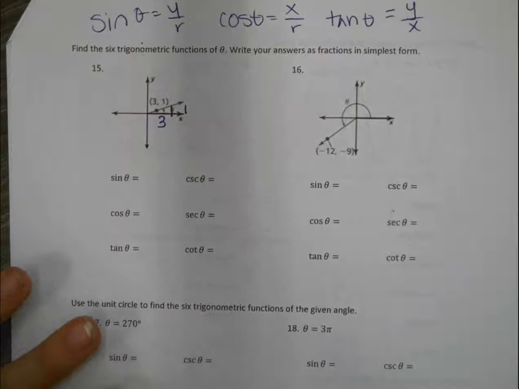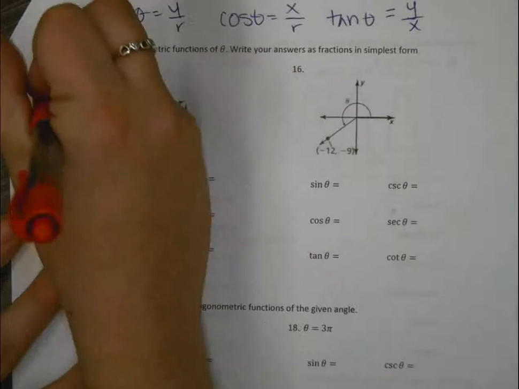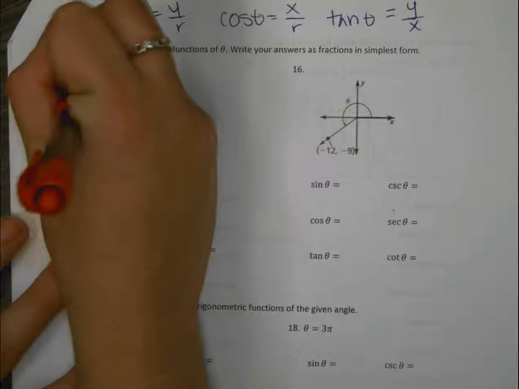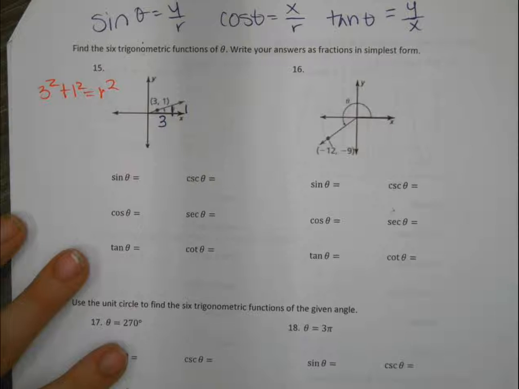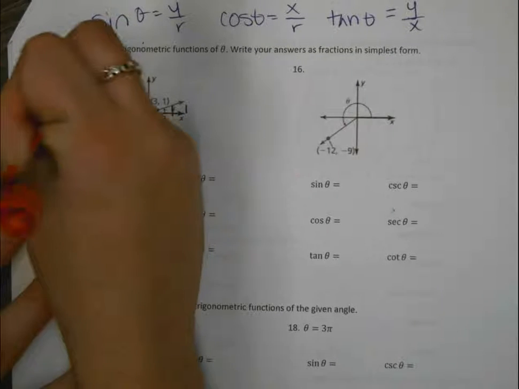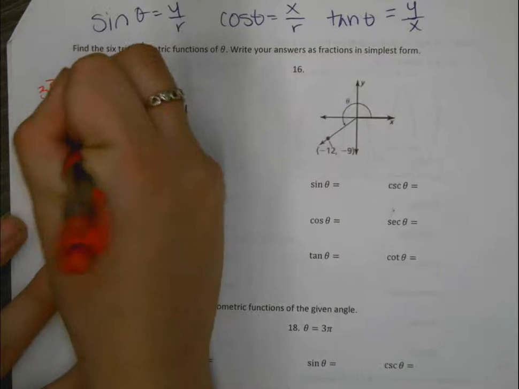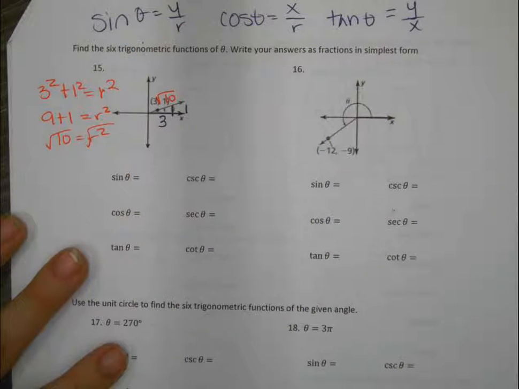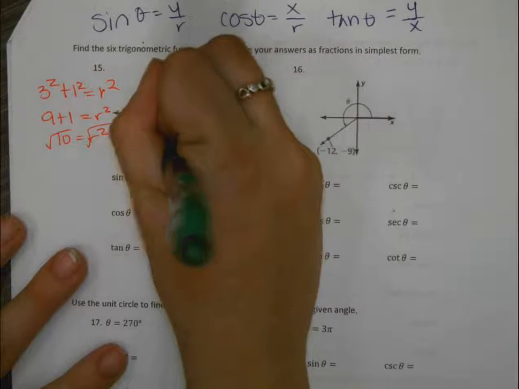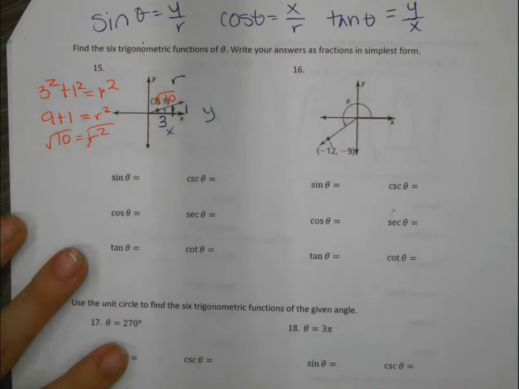I want to use the Pythagorean theorem to solve for my radius. So 3 and 1 are going to be my a and b, so I have 3 squared plus 1 squared equals r squared, because the radius is my c now. 3 squared is 9. 9 plus 1 is 10. When I go to take the square root, I cannot take the square root of 10, so it just simply stays square root of 10. So remember, 3 is my x, 1 is my y, square root of 10 is my r.